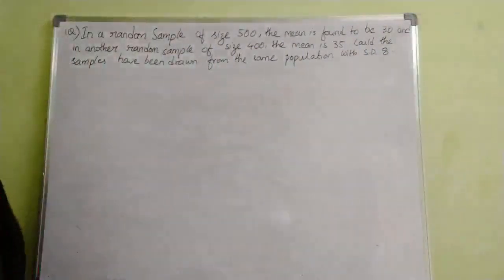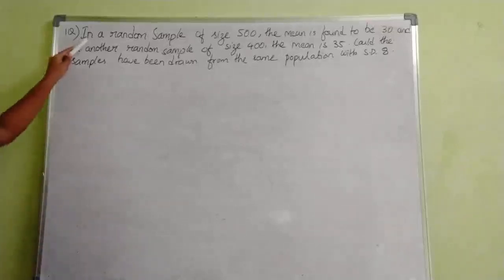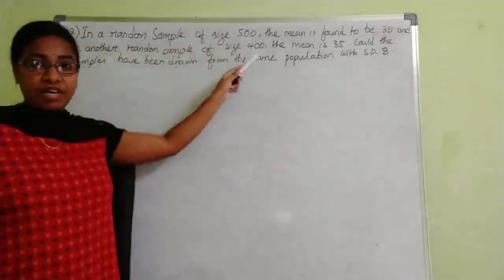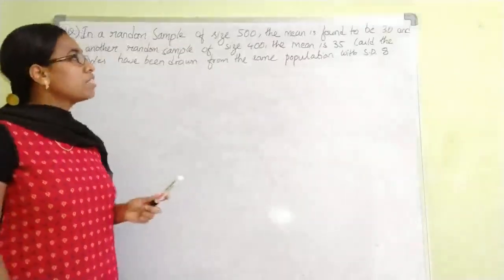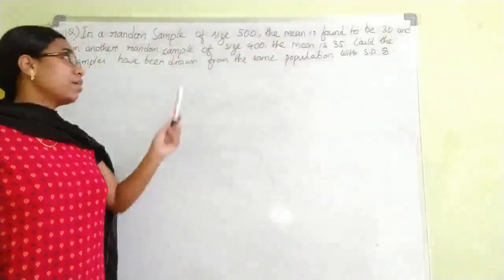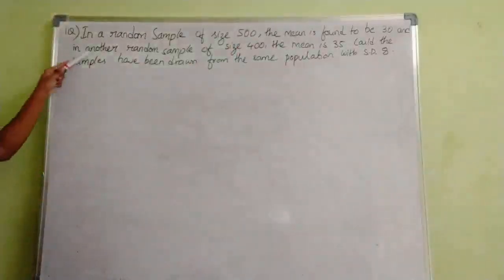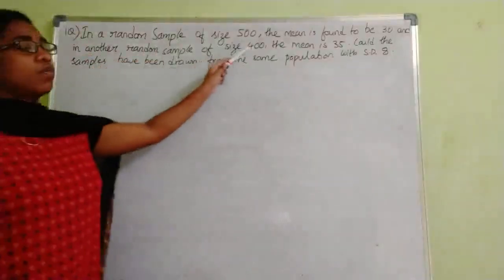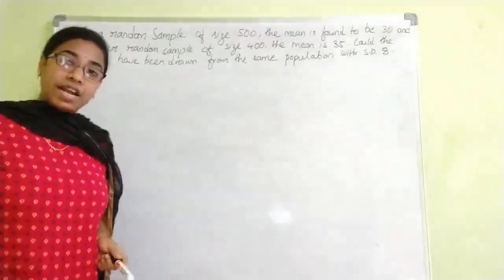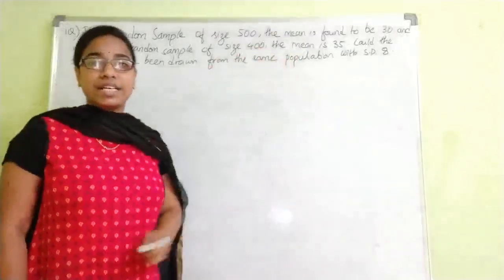So in today's class we are going to discuss problems based on the significance of the two sample means. Coming to the first question. In a random sample of size 500, the mean is found to be 30, and in another random sample, the second sample of size 400, the mean is 35.